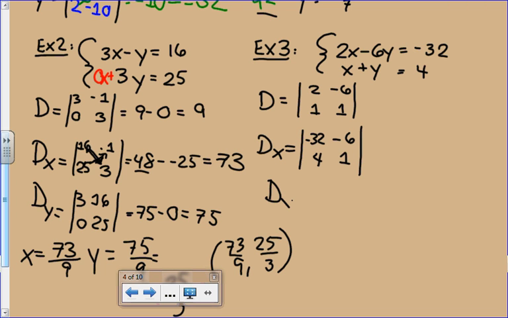Awesome. D sub y, the y column. So just leave the 2 and the 1 right there. Just figure out what goes into the y column. All right, you three are going to find big D, you two are going to find D sub y, and then you three are going to find D sub x. Go.